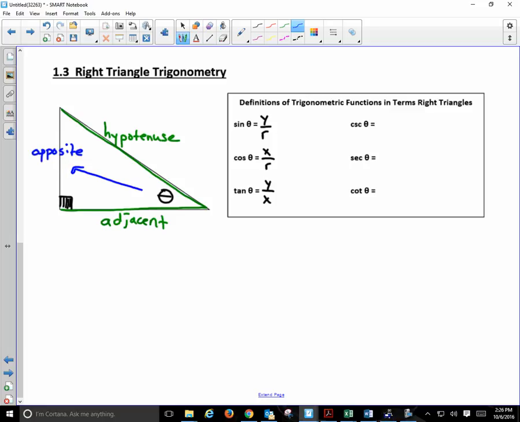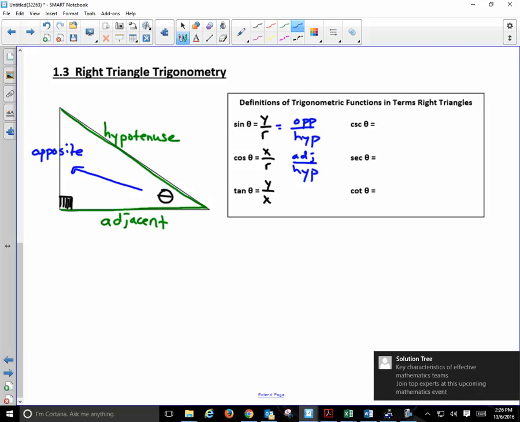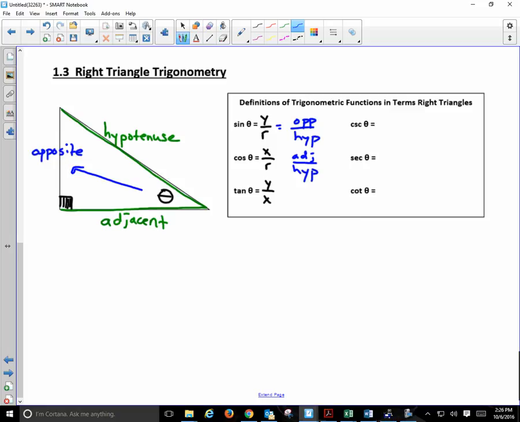So now we could change our meanings. Sine is opposite divided by hypotenuse. Cosine is adjacent divided by hypotenuse. And we'll get to that. Anybody want to make a suggestion for what tangent would be then? Opposite over adjacent. Good.